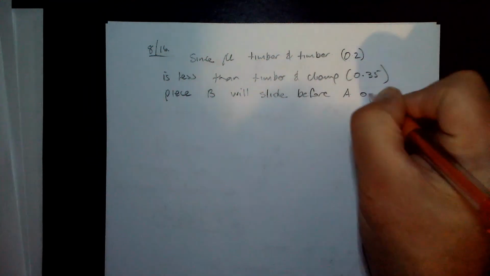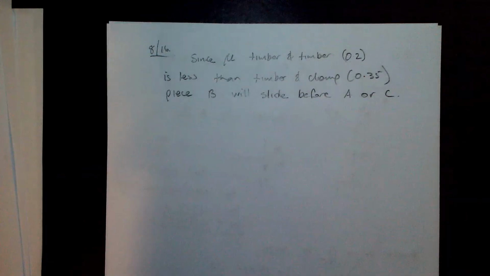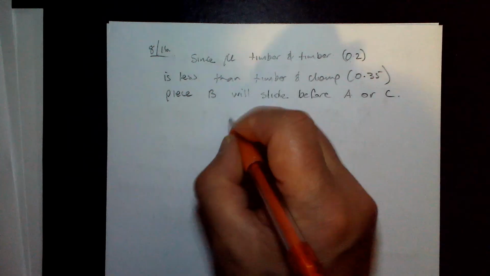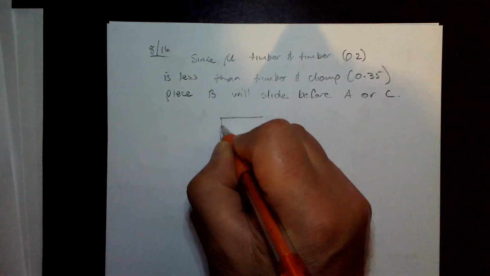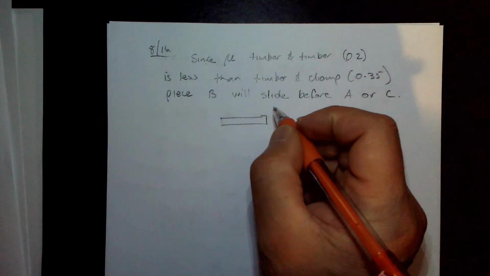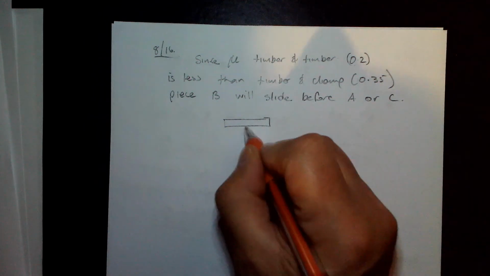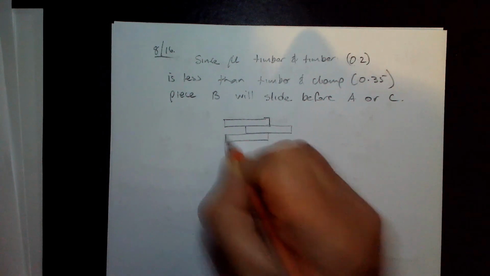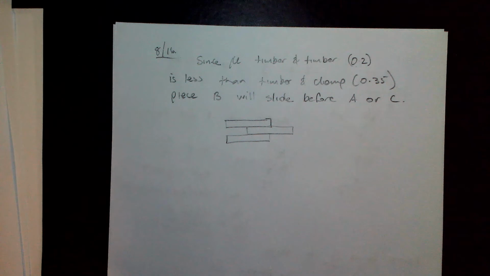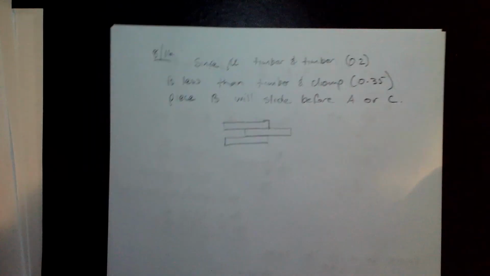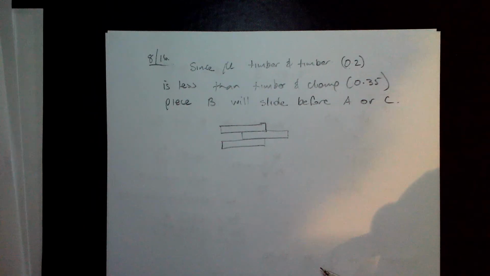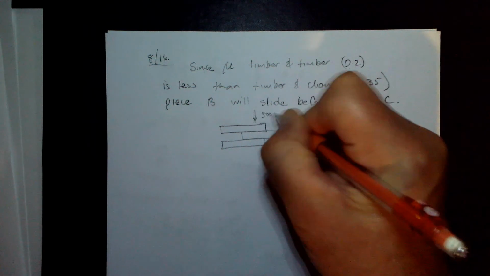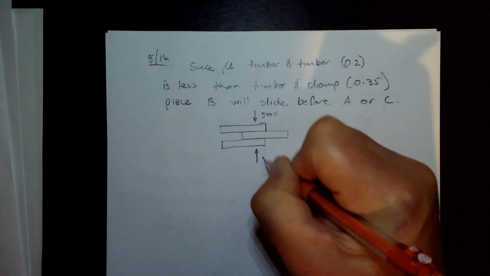Okay, so what I'm actually saying is that we are going to get sliding between the timber and timber, not between the timber and the clamp. So we can pretty much ignore the coefficient of friction of 0.35 between the timber and the clamp. Okay, so what we have is a normal force of 500 newtons here and 500 newtons there.